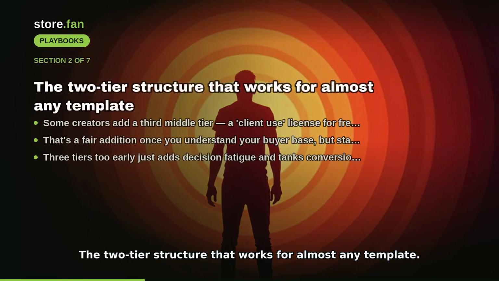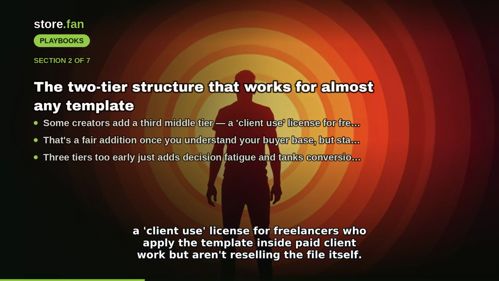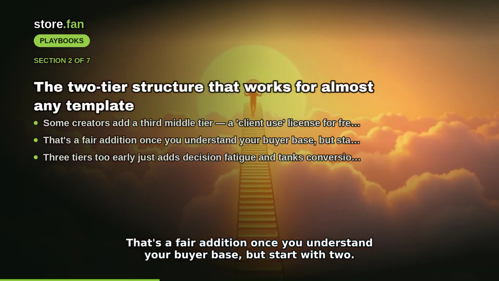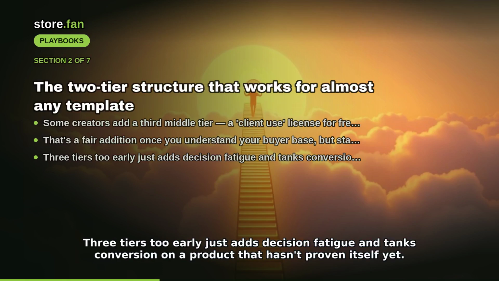The 2-tier structure that works for almost any template. Some creators add a third middle tier, a client use license for freelancers who apply the template inside paid client work but aren't reselling the file itself. That's a fair addition once you understand your buyer base, but start with 2. 3 tiers too early just adds decision fatigue and tanks conversion on a product that hasn't proven itself yet.